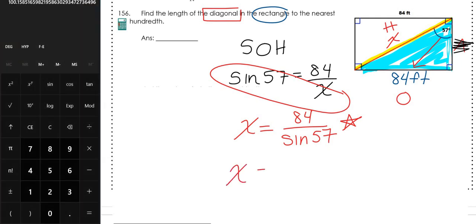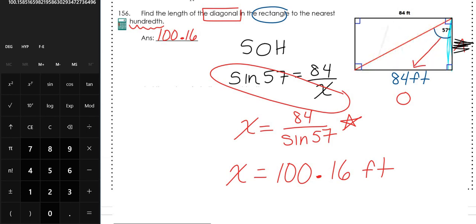X equals 100 point, and now it says to the nearest hundredth, so 100.16 feet. That's the length of my diagonal. 100.16. One other thing I want to show you, just going to erase a bit here.